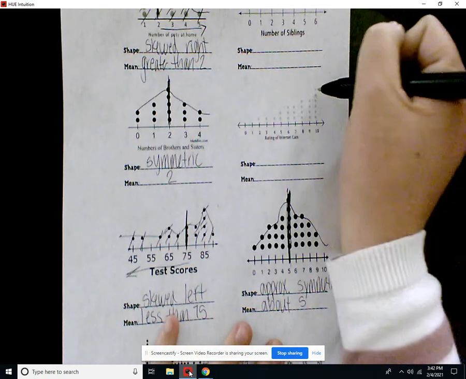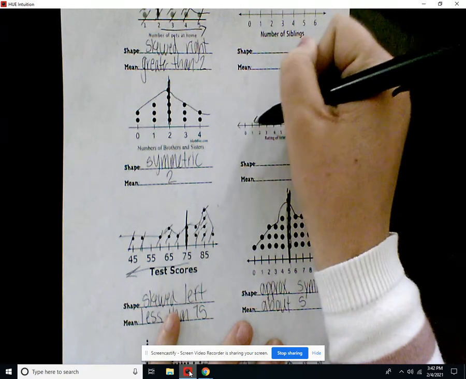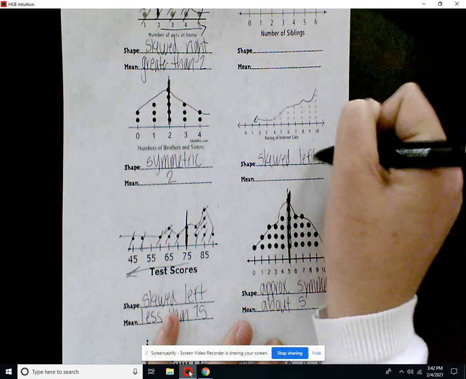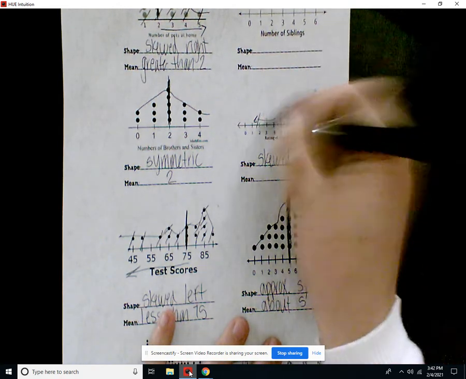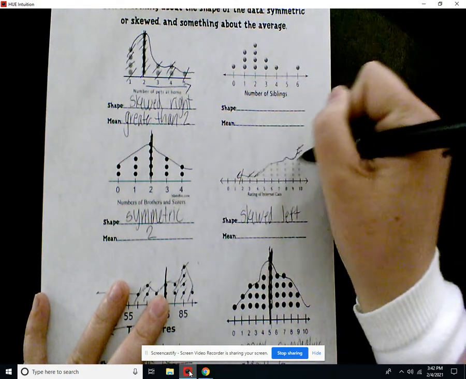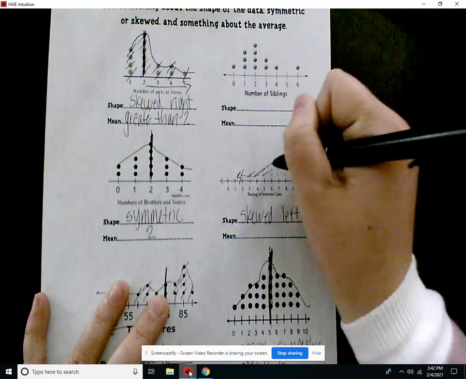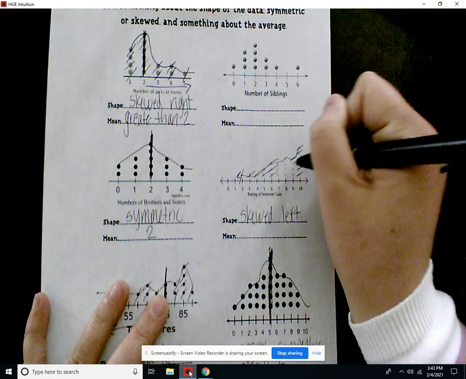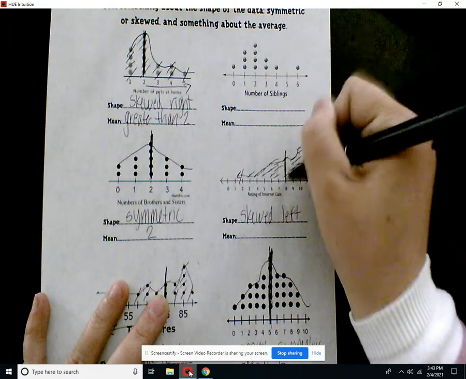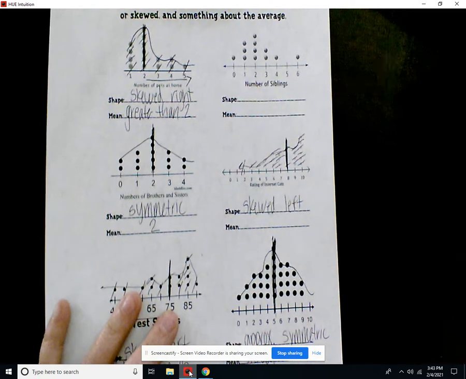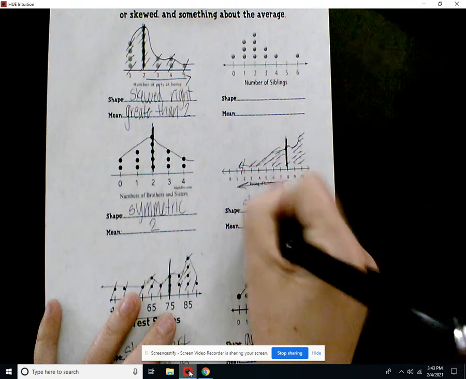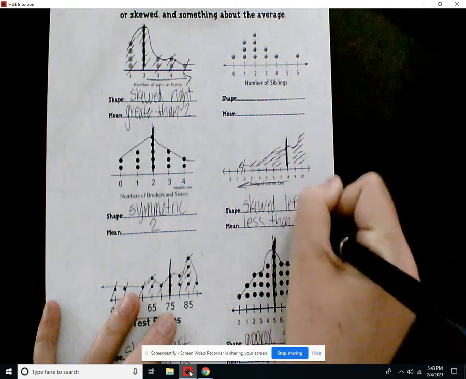All right, our next one. Again, our tail goes to the left, so it's going to be skewed left. And again, we'll find our median. So we're going to cross out our dots. I draw a line at that number. So that's 8. Our tail goes to the left, so all those numbers are going to be less than 8.